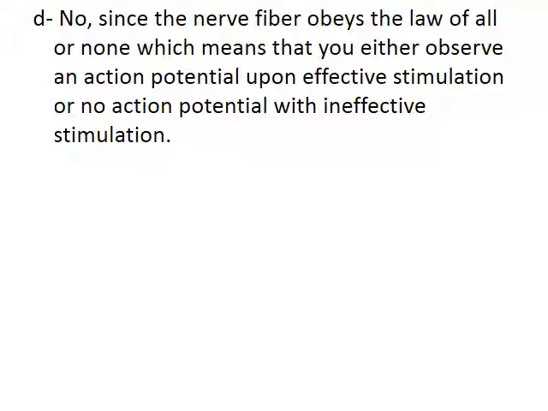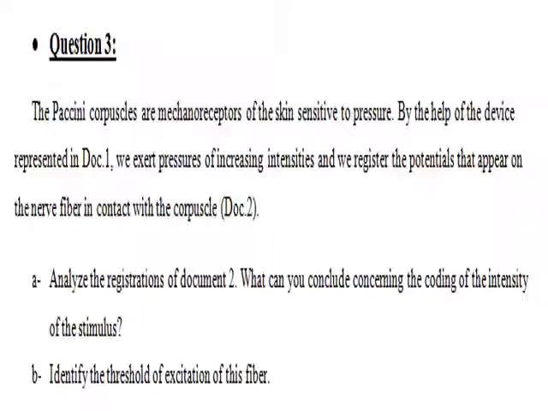Do we have the same results? Sure, no. Does the nerve fiber obey the law of all or none? The nerve fiber obeys this rule. So the nerve fiber obeys the law of all or none, which means that either you observe an action potential or you don't observe an action potential.